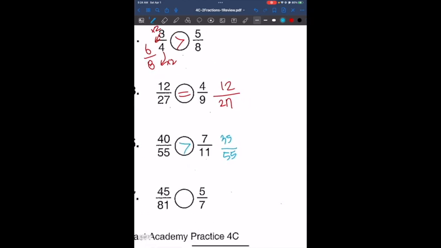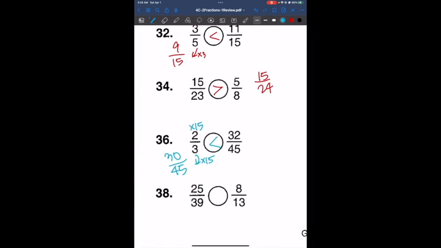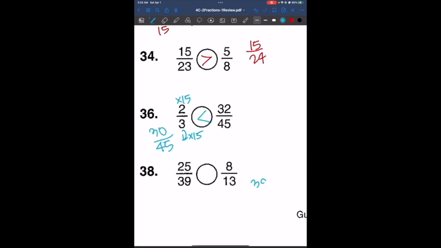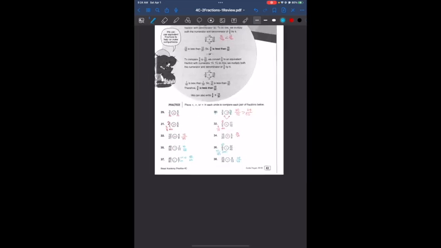And then for this, we're going to match the numerator. So we're going to multiply 9 to the numerator so that we get 45. And the denominator is going to be 9 times 7, which is 63. So 63 is the smaller denominator, so that's going to be the larger fraction. Then we're going to match the denominator to 39 by multiplying 3. So 8 times 3 is 24, but 25 is still greater.